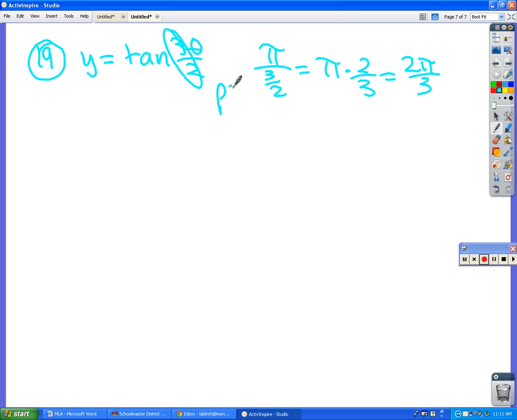So now to find my first asymptote, I just have to take the period and cut it in half. What's half of 2 pi over 3? Pi over 3. And then like Forrest said, there's also going to be one at negative pi over 3, and we're good. All right, so finish up 20 and 21 if you still need to, and then pass.